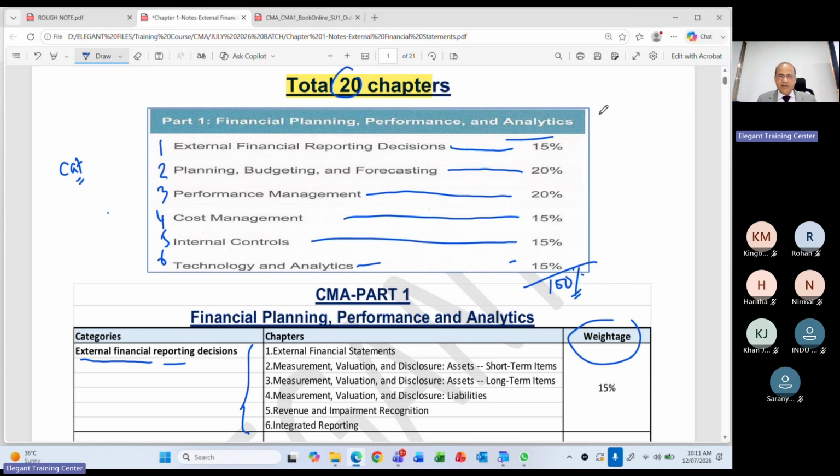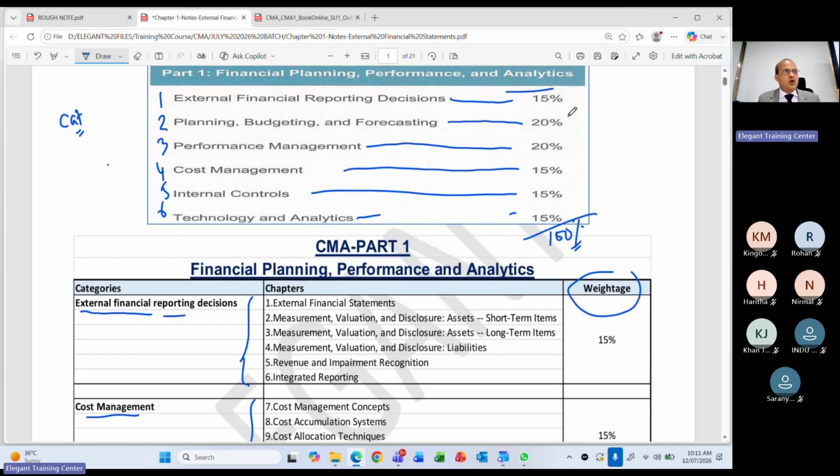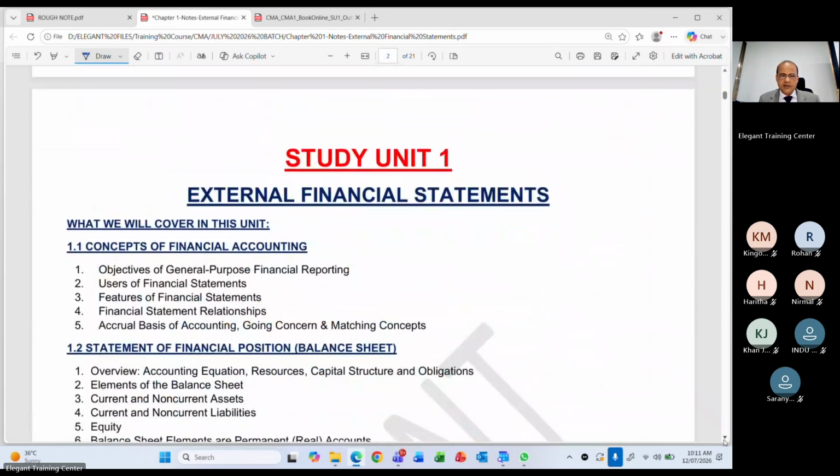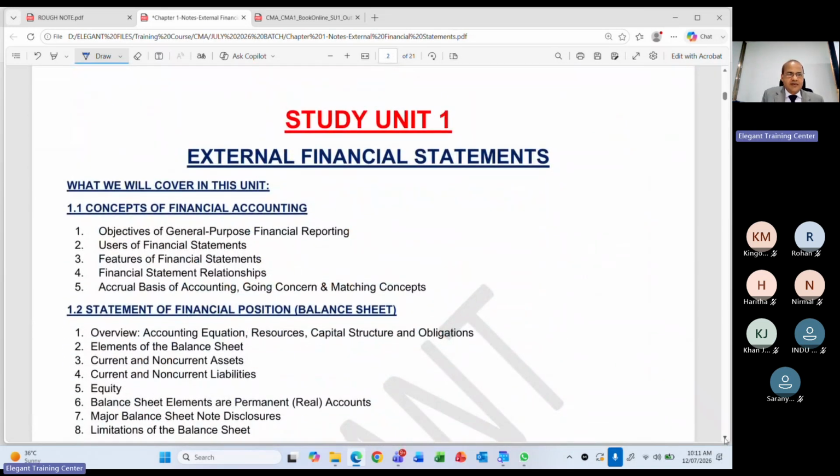So who can tell me how many chapters in part 1? How many chapters in part 1? 20. 20 chapters are there. Okay, good. So we will start our session.